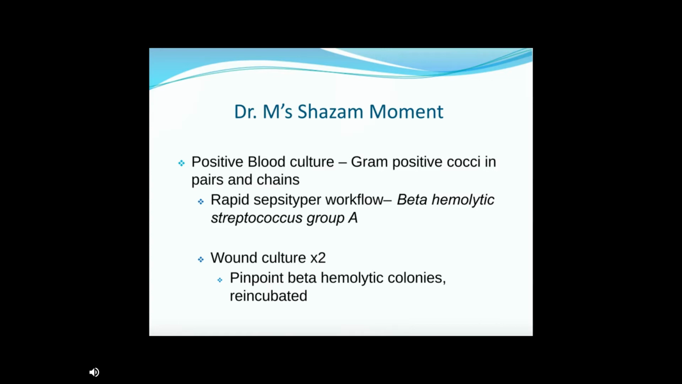So it was a really cool thing for us to see in the laboratory and for the information to be given to Dr. M so he could treat his patient, and now he knows where it's coming from, that it was in the wound site and now it's in his blood. It was just a really great moment for us because without that rapid Sepsityper, we wouldn't have known. We would have just reported gram-positive cocci in pairs and chains, and we would have had to wait 24 hours. The wound bench would have waited 24 hours, and it could have been detrimental to this patient's health.